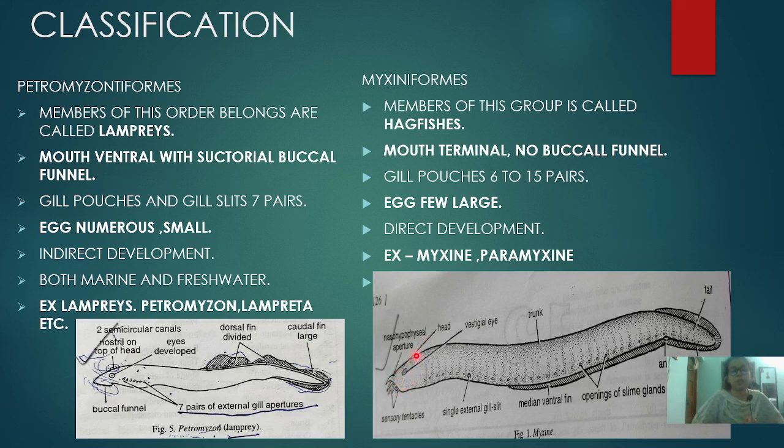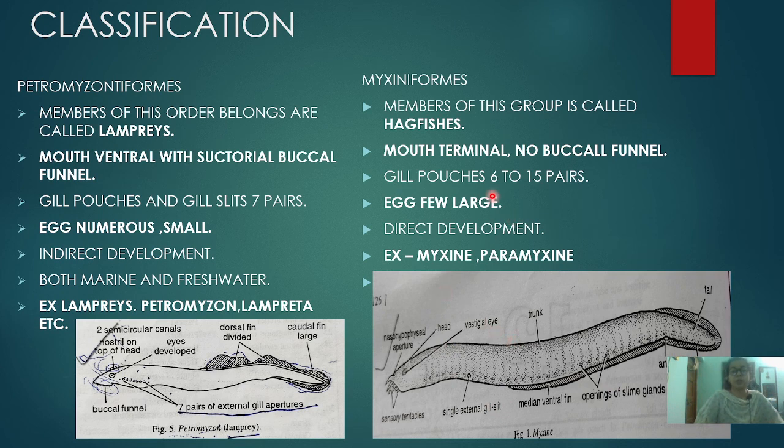What is the function of the vestigial eye? Because they usually live in the ground region, that is, in the soil in the marine environment, they will be present inside the soil. So, there is no use of the eye. So, a vestigial eye will be present. Tail, caudal fin, anus as well as median fin, and one single external gill opening will be present.